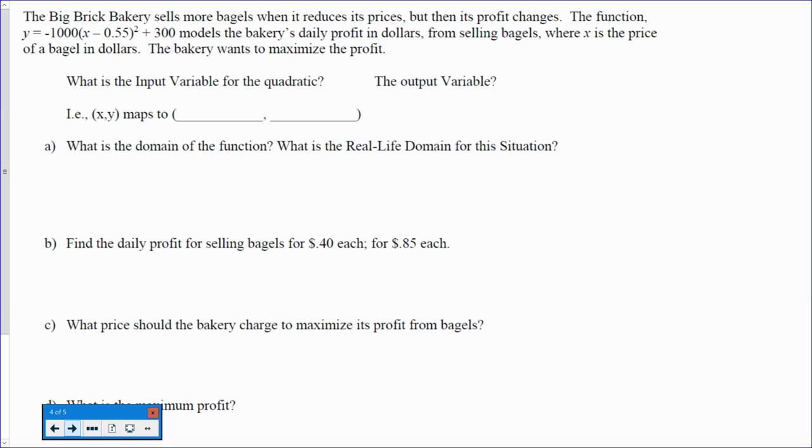Okay, we have looked at maximizing profit problems. We did that in linear programming, but this problem is not linear. It doesn't make a line. This is a parabolic type profit.